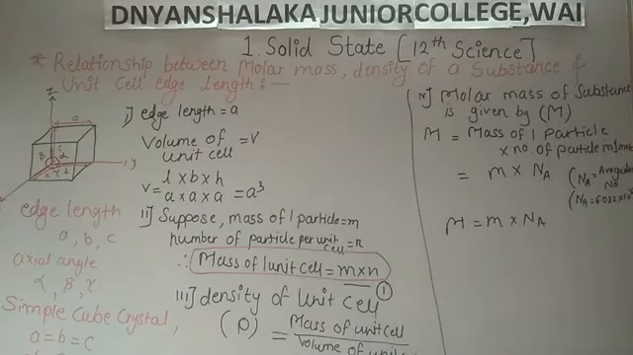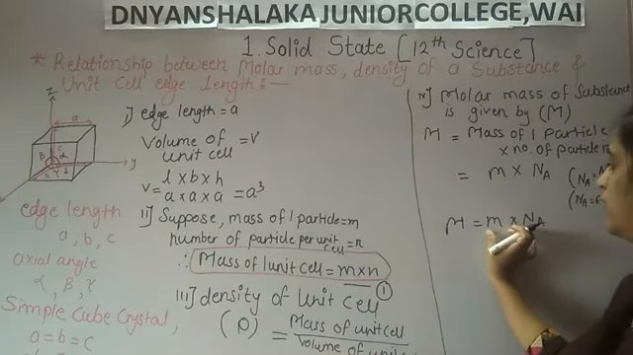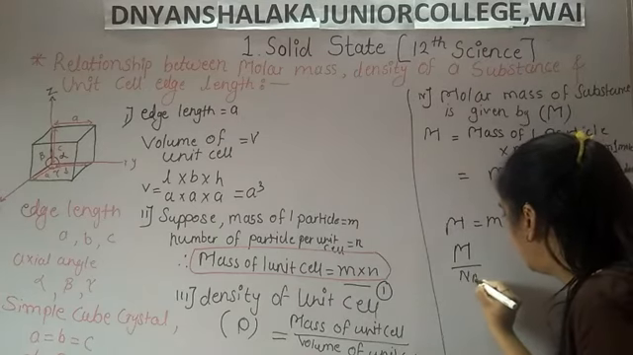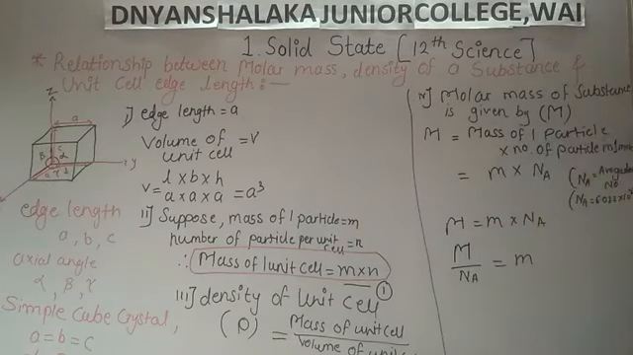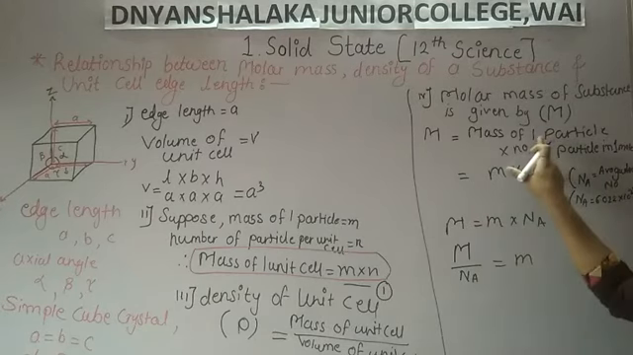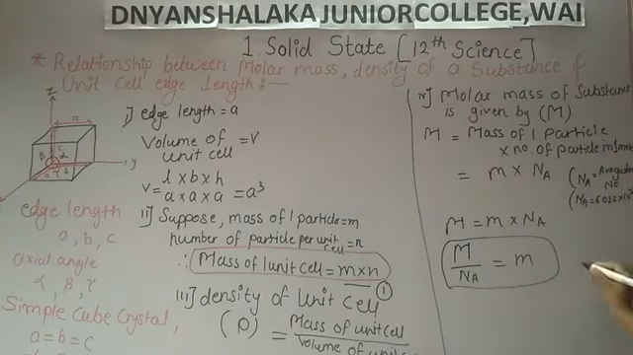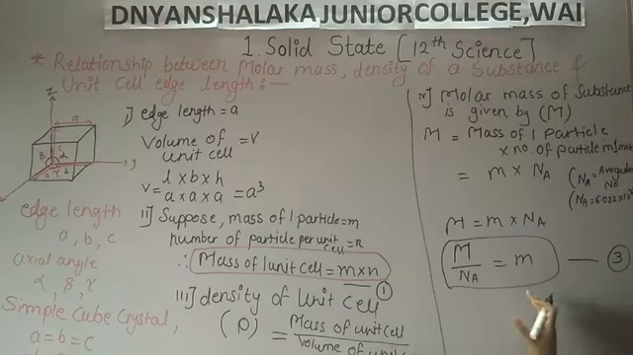Capital M which is equal to small m into Na. But we have to find out a mass of one particle. So capital M upon Na which is equal to small m. Equation rearrangement. So we take capital M upon Avogadro number. So we find out a mass of one particle. So this equation is considered as equation 3.